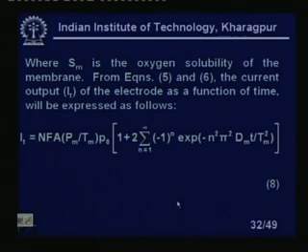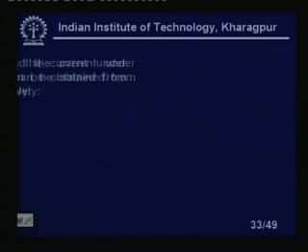The current output I(t) equals n F A P_m by T_m multiplied by P_O times 1 plus 2 summation n equal to 1 to infinity of minus 1 to the power n exponential of minus n square pi square D_m t upon T_m square. This is equation number 8. In IIT Kharagpur in the bioprocess instrumentation lab, we found consistently good results. When we measured with other sensors there was a slight offset, which is quite obvious. So this galvanic electrode actually worked very nicely in our laboratory, right.